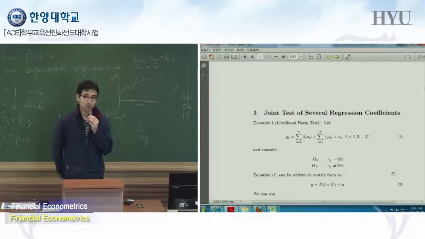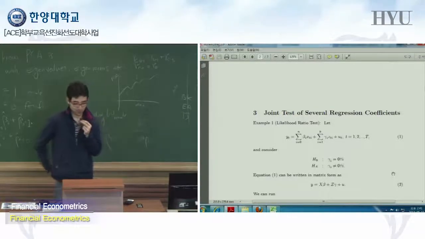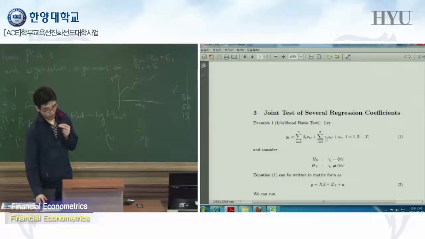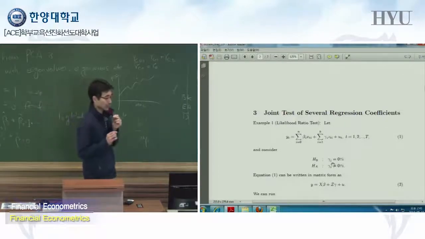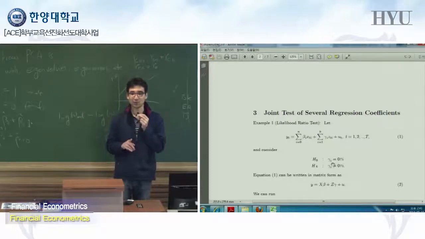And suppose we have a hypothesis. Our null hypothesis is such that all gamma_i are 0. Our alternative hypothesis is gamma_i not equal to 0 for all i. So it means there is at least one gamma_i that is significantly different from 0. Okay? So basically we want to test a block of variables.